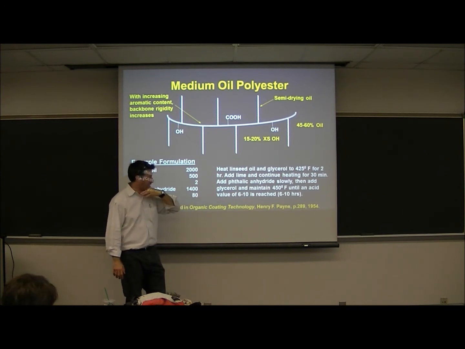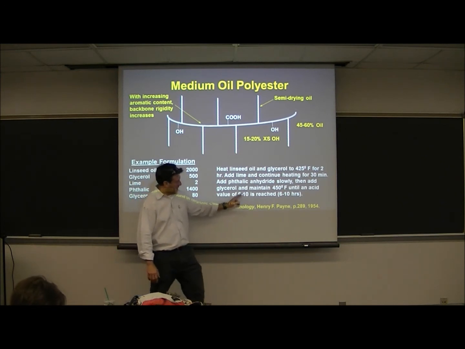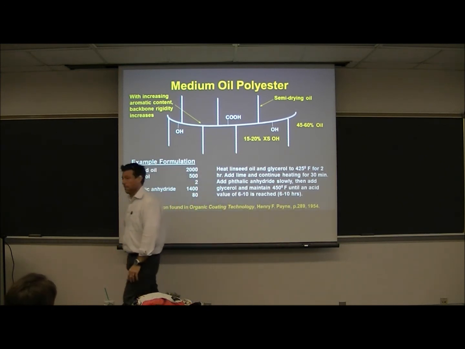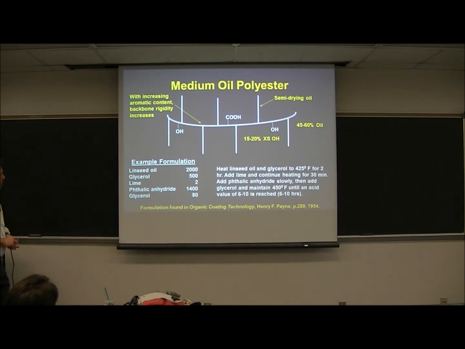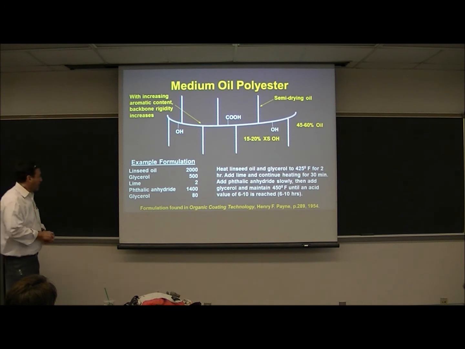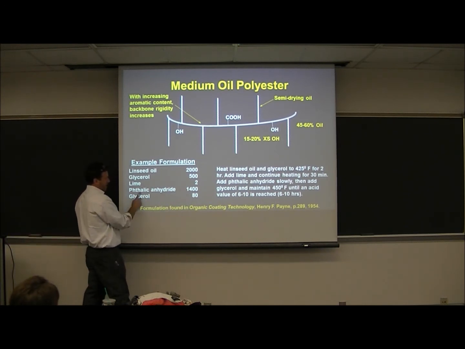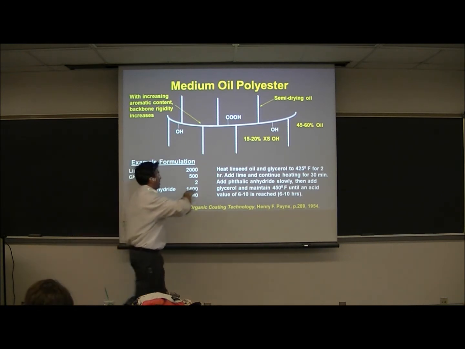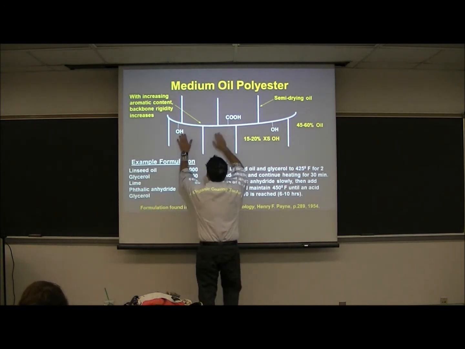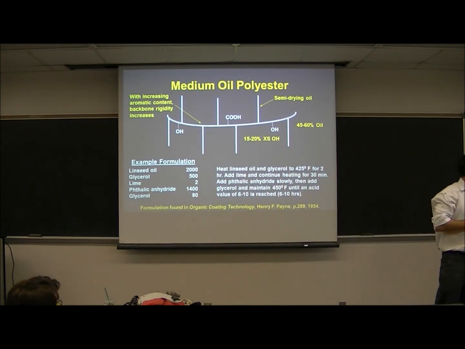Add phthalic anhydride slowly, and then add glycerol and maintain 450 until acid value of 6 to 10 is reached. Look at that, 6 to 10. Pretty straightforward. But what you end up with here, if you look at the ratio, is a lot more aromatic content, and you're making a much more linear system. And now you're starting to leave acid groups and hydroxyl groups. And that's to keep you from having a gel situation. So let me pause there.